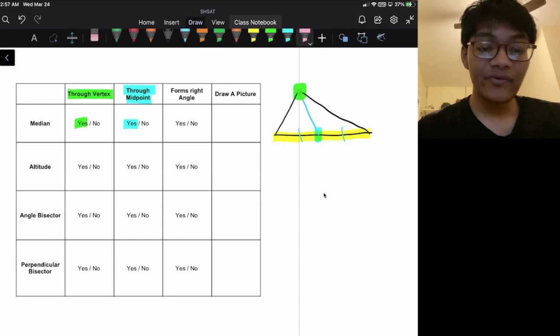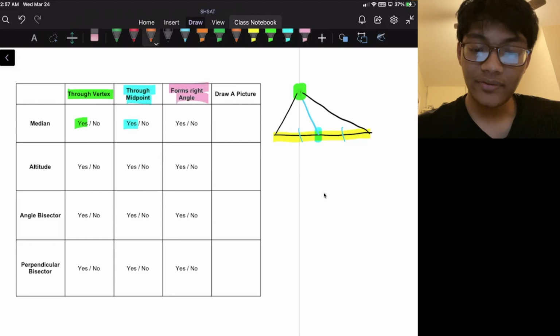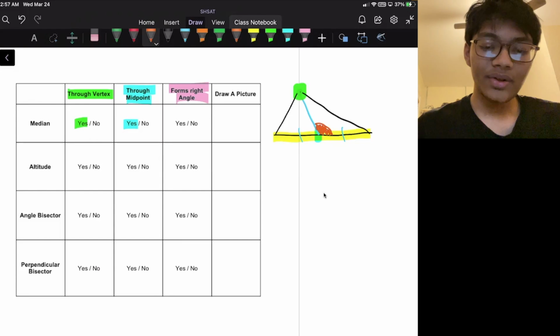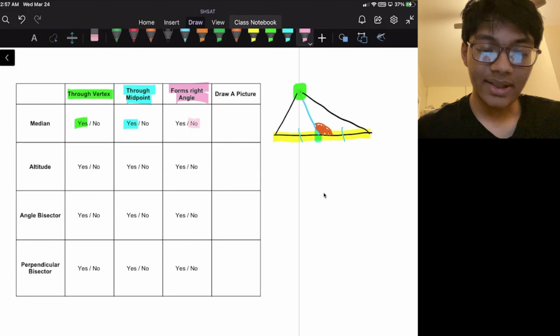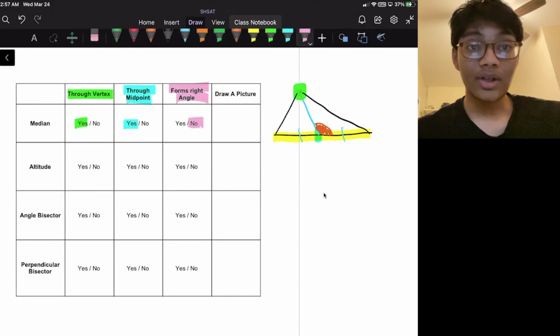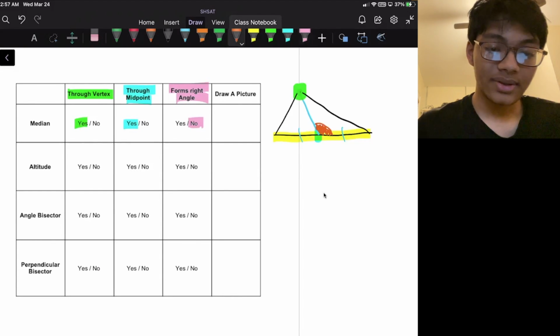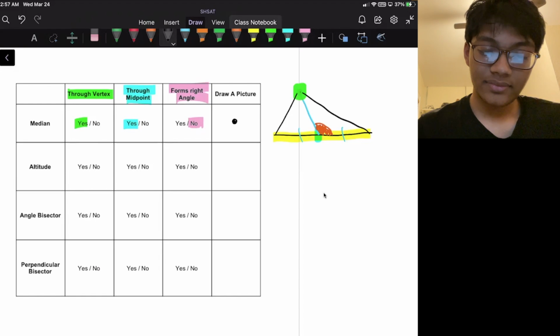Does my median form a right angle? Well, this one can be a bit tricky, but look over here. If you look at this angle, it looks like an obtuse angle, not a right angle. So just by looking at the picture, I would say no. And of course, draw the picture. Well, here's the picture.